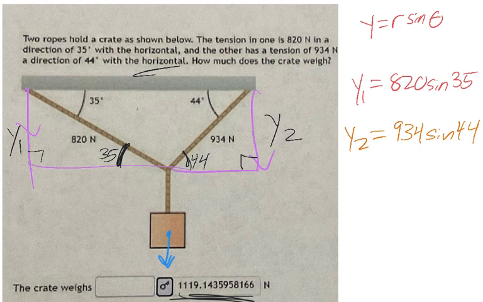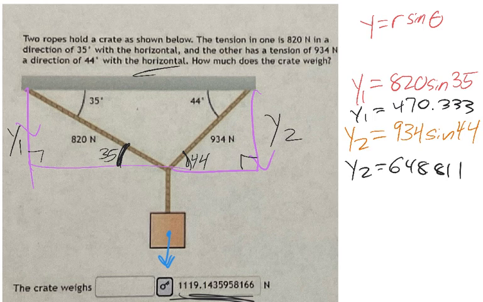Okay, so, oh my gosh, what did we get? Did we get these numbers? What are they? 470.333 for y1 and 648.811. And so to find the total amount that the crate weighs, we add those. y1 plus y2. And hopefully we get this number. We're going to be close. Is that what it is? That's all you gotta do? Yeah.